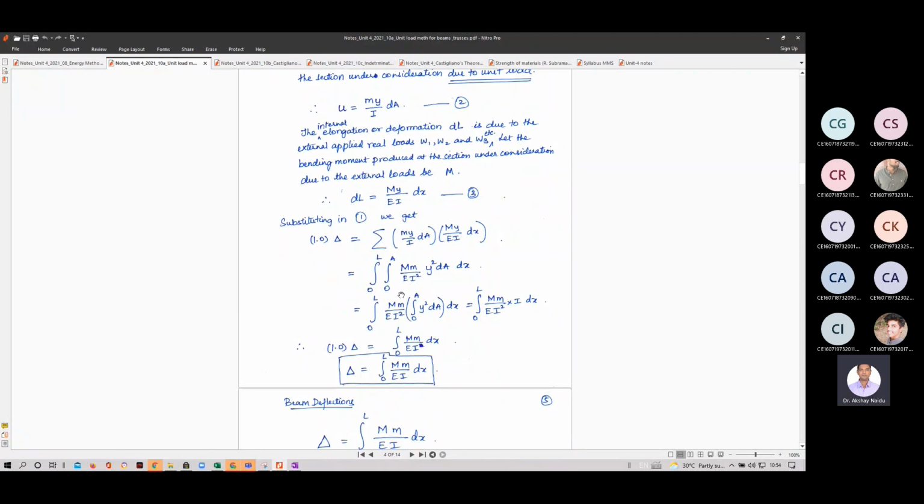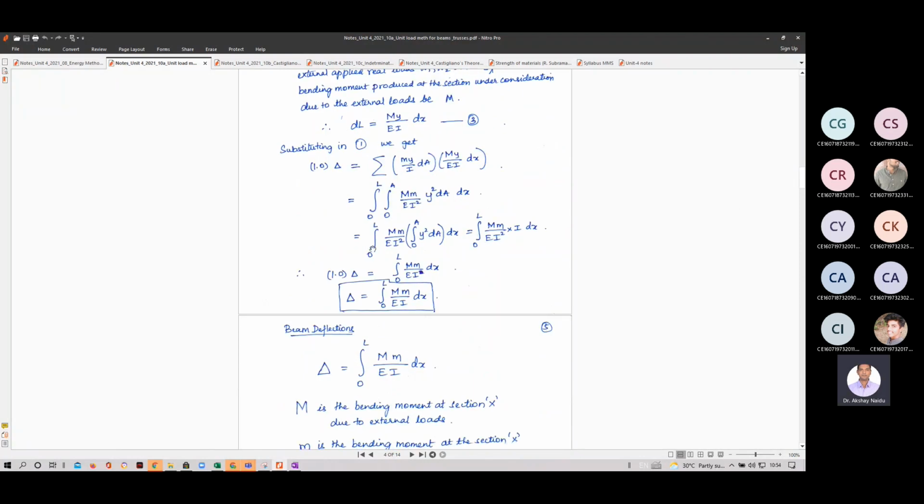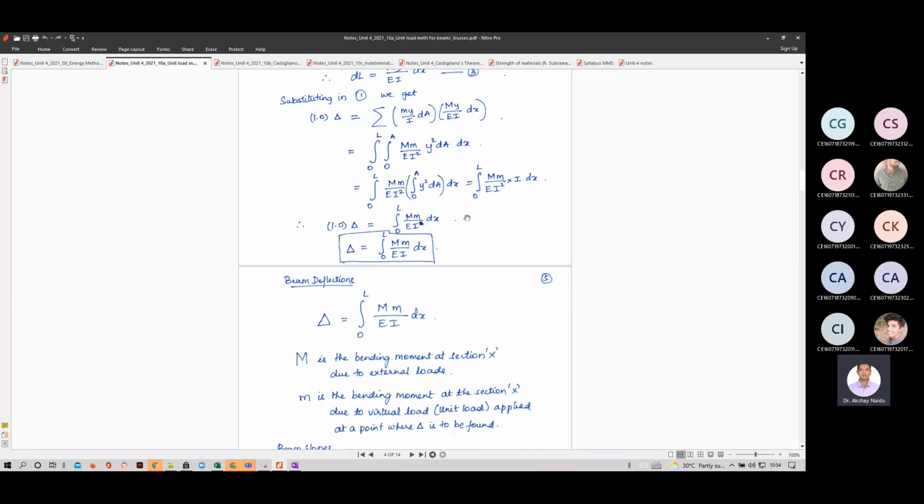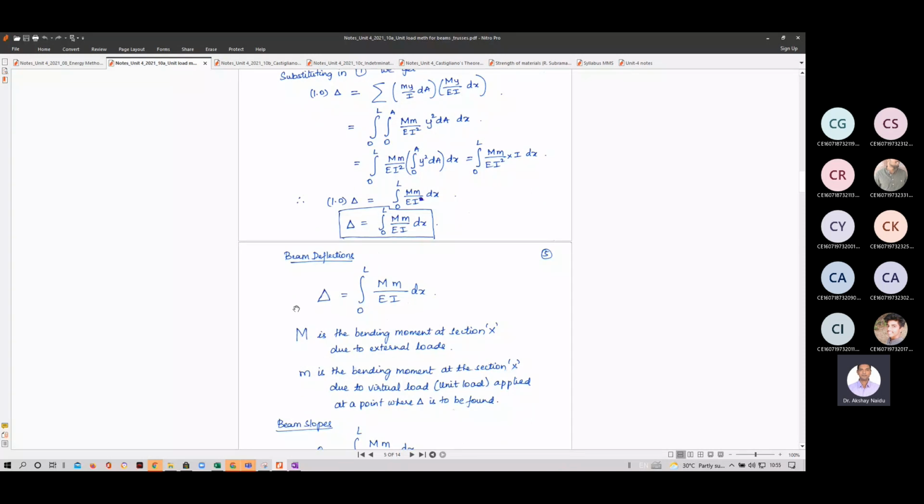then if it's continuous, we have to do an integration. And upon integration, this integral 0 to a y square dA becomes I, the moment of inertia of the cross section, so it cancels. So this result is extremely important. 1 into delta, unit virtual load into delta, is integral of 0 to L, capital M, the bending moment developed due to real loads, multiplied by small m, the bending moment due to the applied virtual load, divided by EI dx.